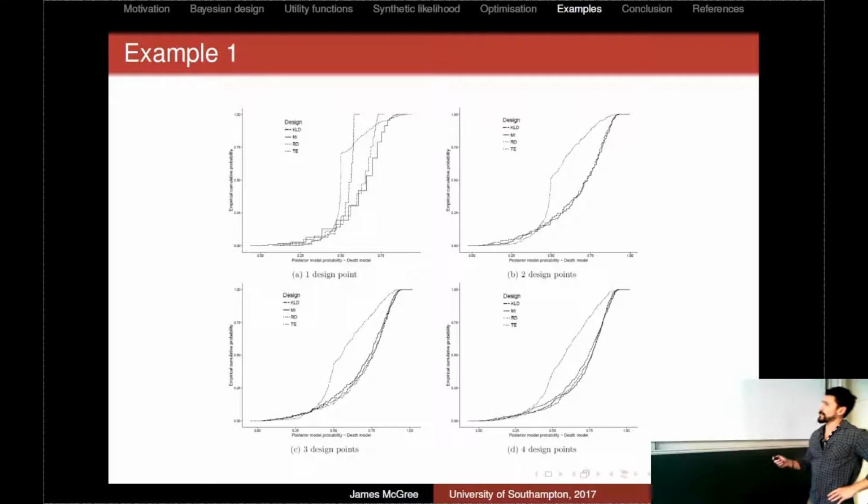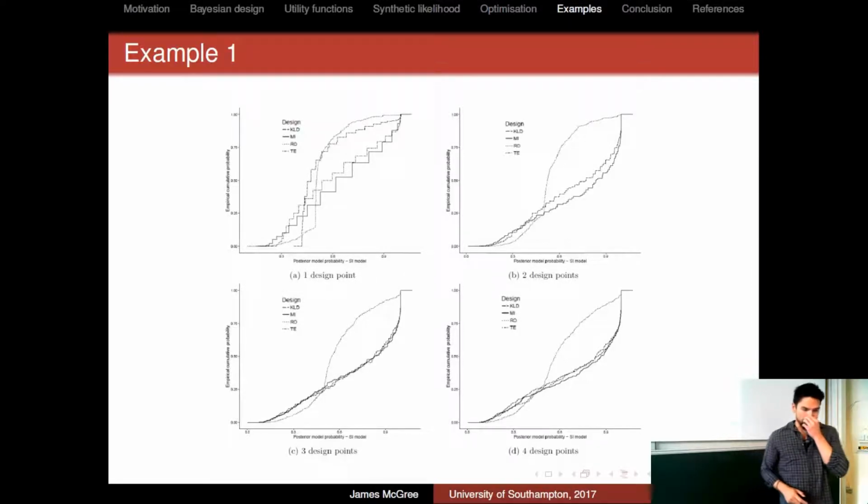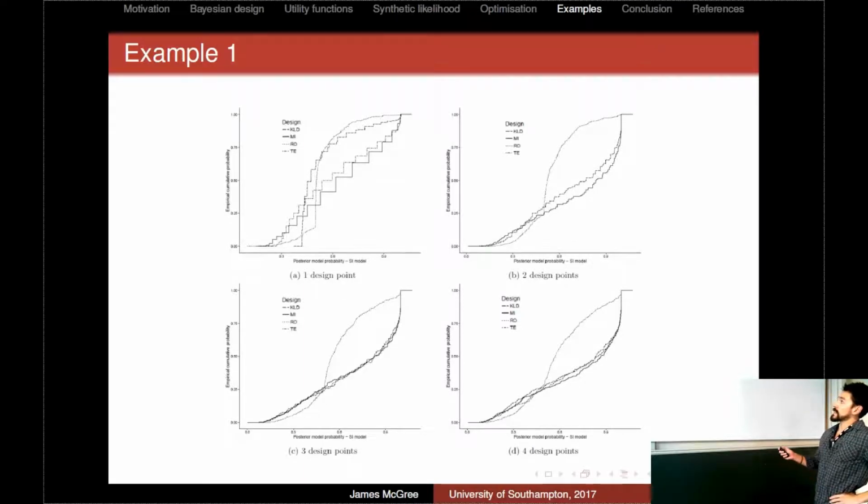Okay? So the ordering seems sensible, but when we get to 2 or more design points, then you can use any of the 3 utilities for discrimination. It doesn't really matter. When the SI model is true, we see similar things, but there are differences when there are 2 design points. Once we go to 3 and 4, then any of the 3 utility functions would be fine to use.